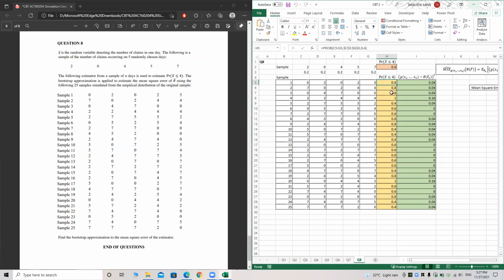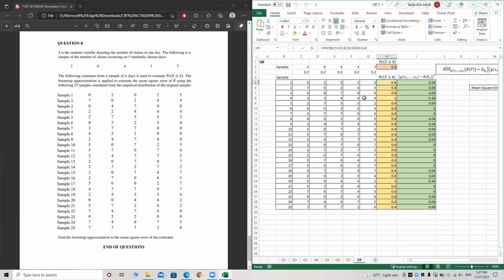And the result here is 0.8 for sample 1. And you can just get all the results easily. Remember to lock the second parameter before you drag it down. Such a great way. It helps a lot. So how about the next step?